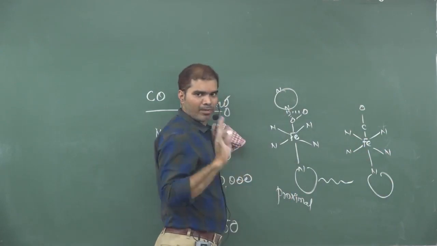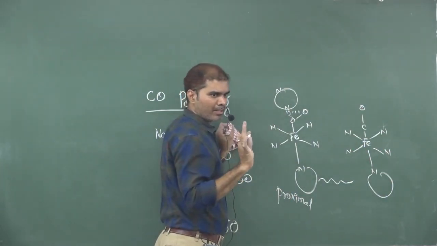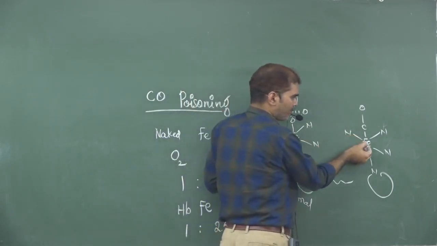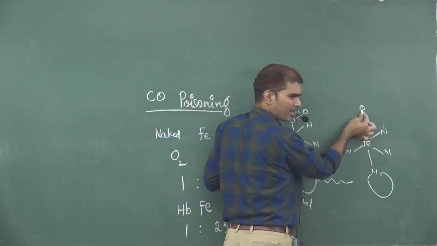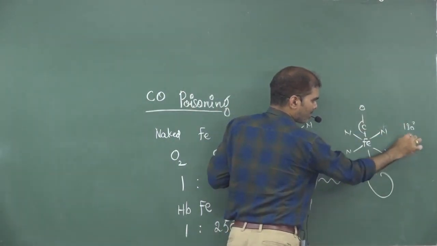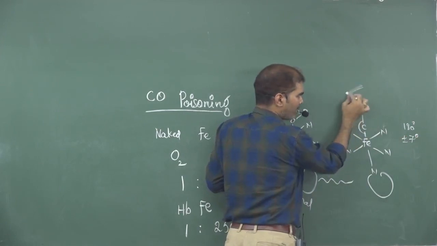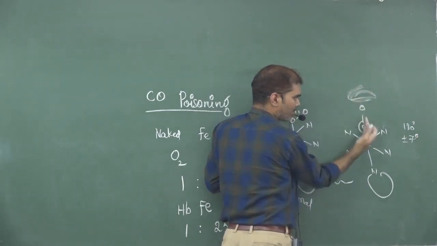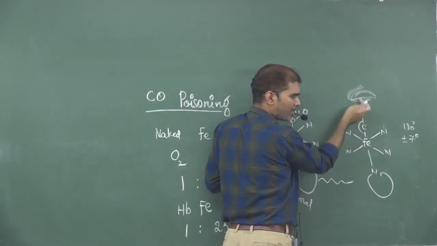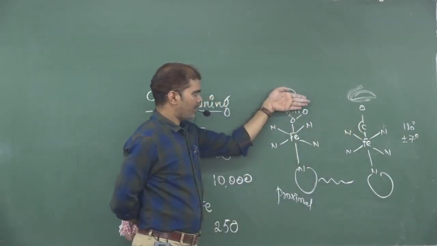It is not bent. In olden literature, in olden books, you see it is shown as bent. It is not correct. The new literature says bonding between iron and carbonyl is almost linear. So from 180 degree, plus or minus 7 degree will vary. Little change only. Now here I am having a distal histidine. Carbonyl is trying to be linear. Do you find any steric repulsions or not? Yes or no? Here it is very close.